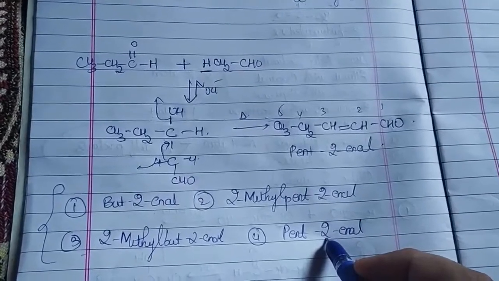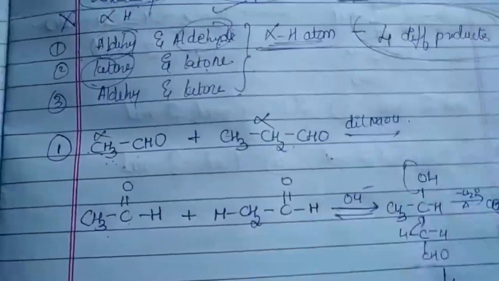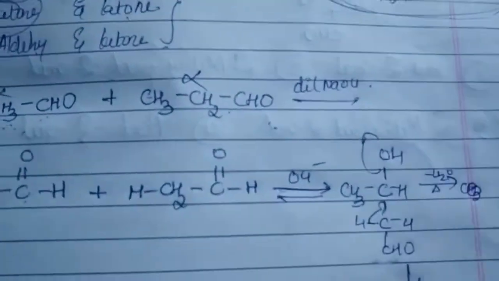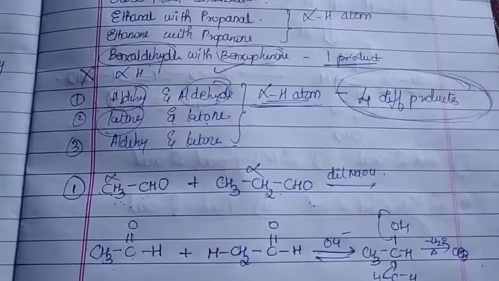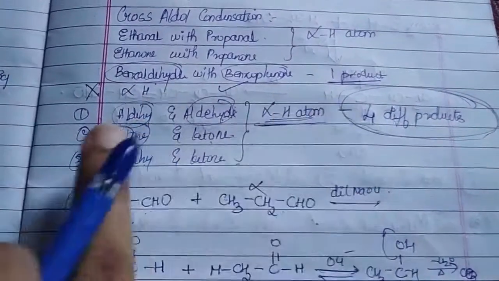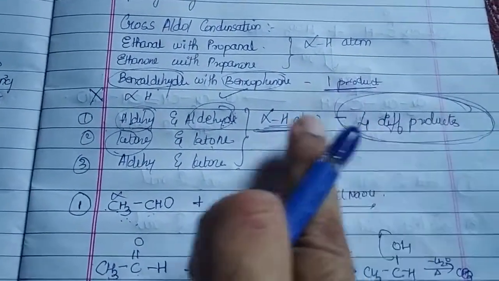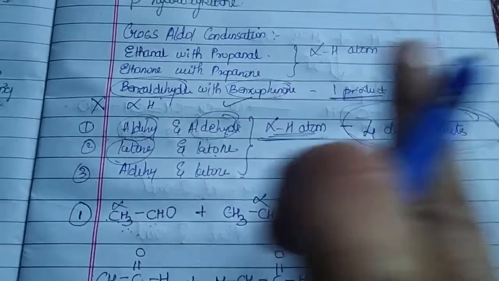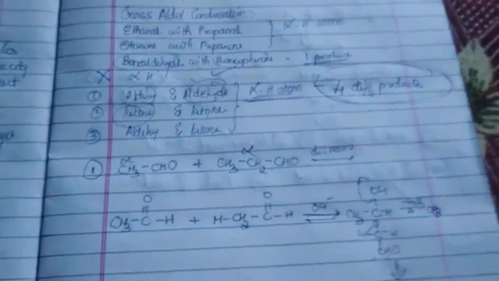Are you able to understand what I try to say? Whenever we are using an aldehyde or a ketone, I have just given an example for aldehyde. You can try by yourself with respect to the ketone also. Whenever you are using an aldehyde or a ketone, and both the reactants are having the alpha hydrogen atom, they are giving you how many types of products? 4 different products. Why? Because first, the aldehyde or ketone will undergo self aldol condensation.